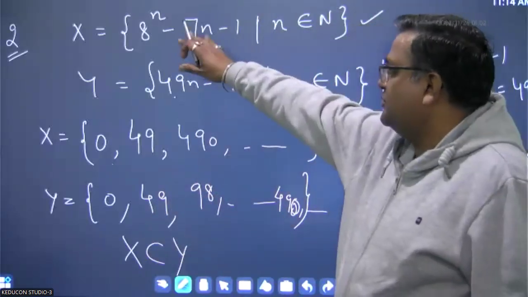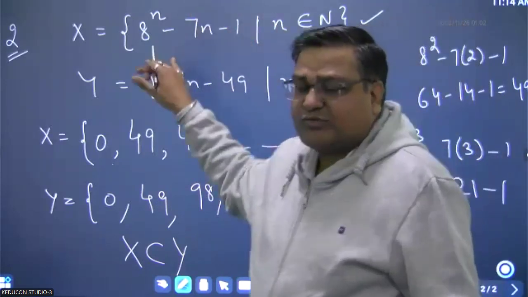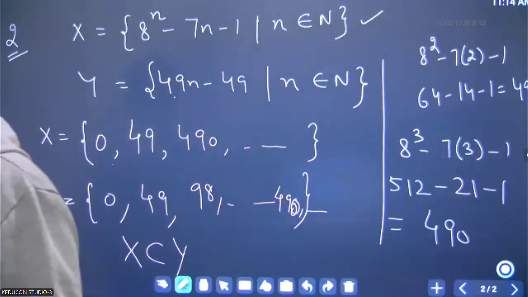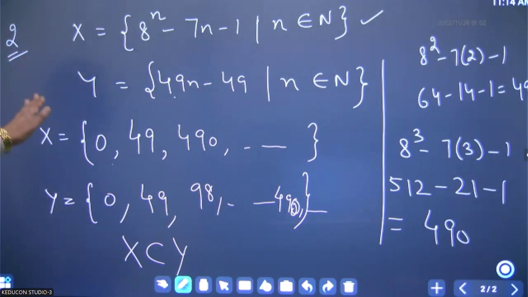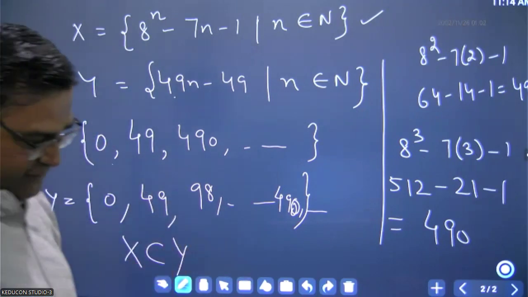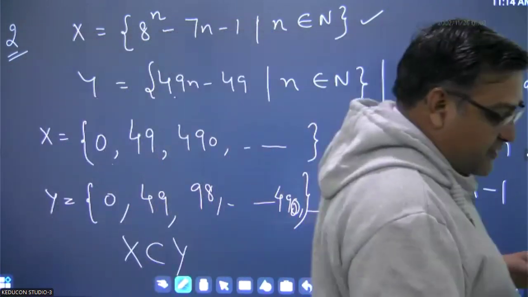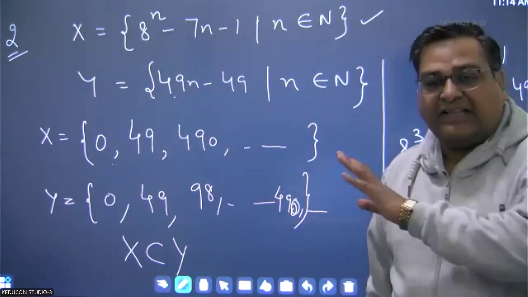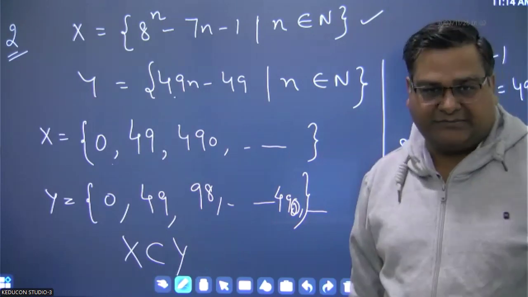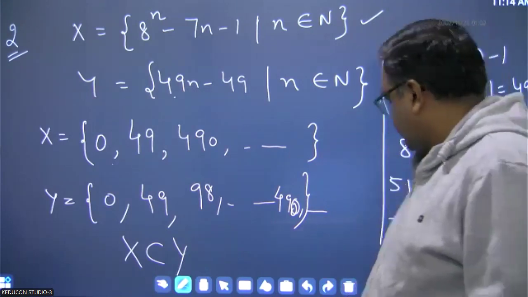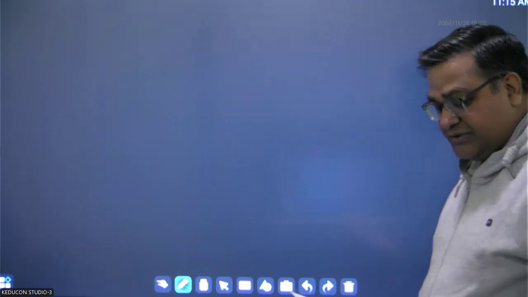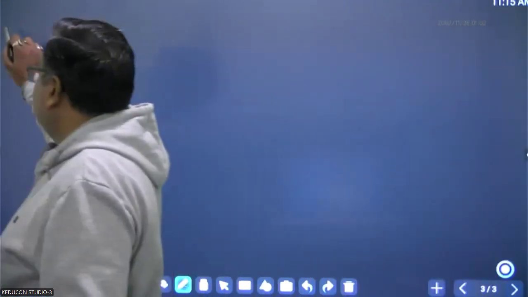Okay, you need not be confused by the look of the question. Just simplify it, put the value of n as 1, 2, 3 and so on, and define the set in the roster form. Once you have defined, just apply the common sense, your question will be done. So we move on to the next question. Question 3.